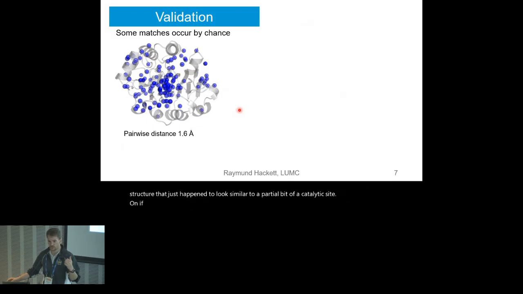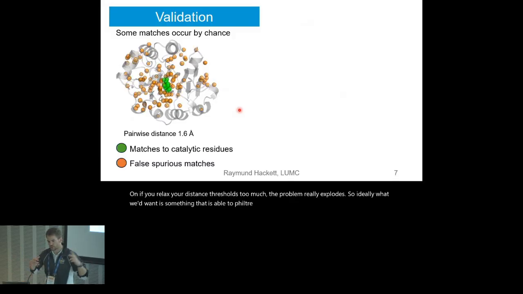And as you relax this pairwise distance parameter, the problem just gets worse. You find more hits, which is good, but you also find more of these false hits that occur in other random parts of the protein structure that just happen to look similar to a partial bit of a catalytic site. If you relax your distance thresholds too much, the problem really explodes. So ideally, what we'd want is something that is able to filter out all these spurious random matches and just retain the ones that actually hit the catalytic site.